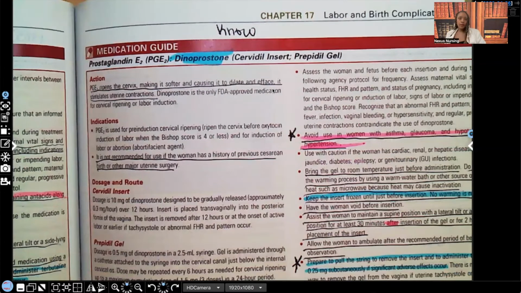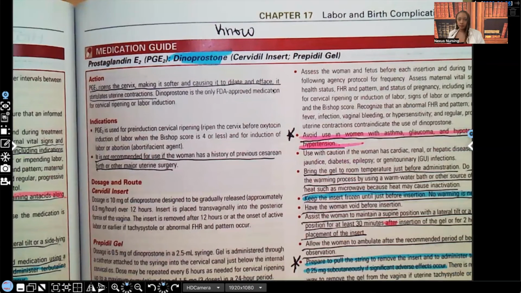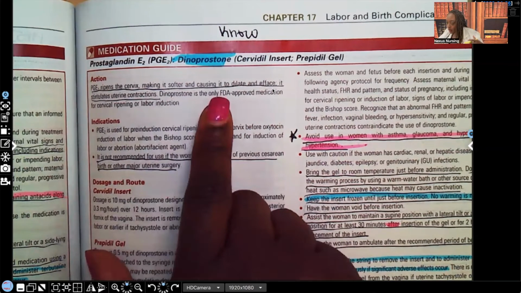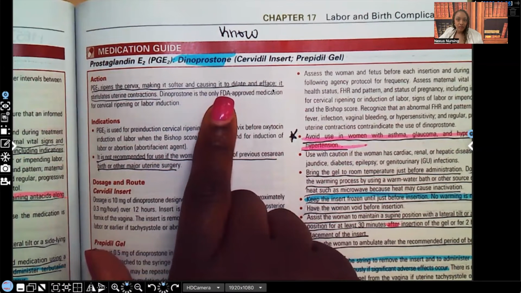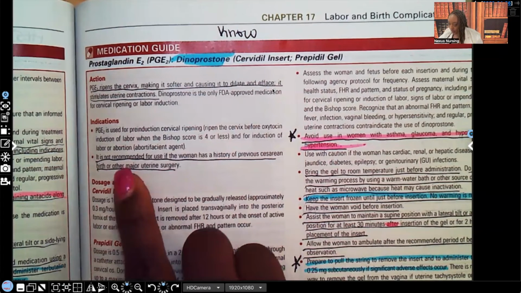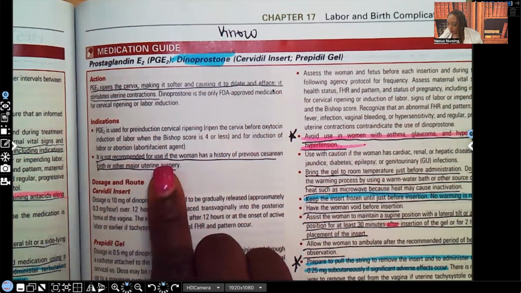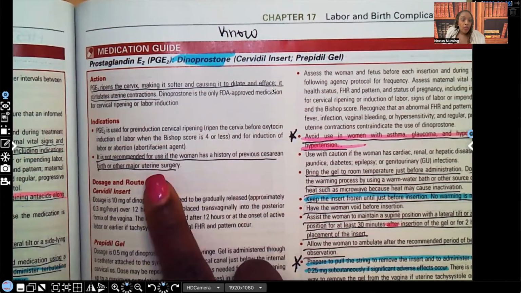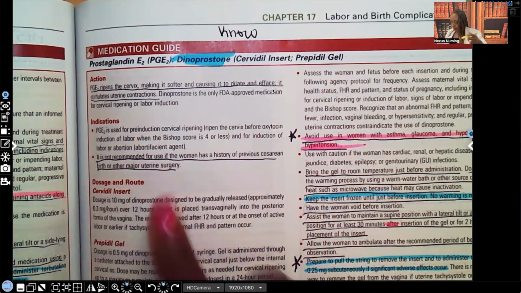And this one's the dinoprostone, Cervidil. Action, again, to ripen the cervix, makes it softer, causes it to dilate and efface, stimulates uterine contractions. That's why we normally have to give less of what? The oxytocin and the Pitocin. Indications, why would we give this? It's not recommended for use if the woman, again, has a history of C-section or other birth or uterine surgeries.